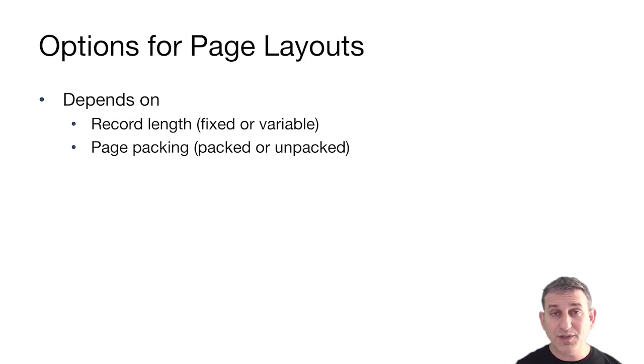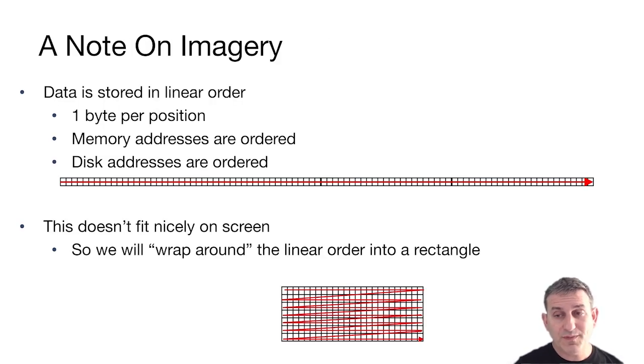So the options for the page layouts are going to depend on the record length, whether it's fixed or variable. And another option we can decide is whether the page is going to be packed or unpacked in terms of its free space. Now in the subsequent imagery, we're going to try to show pictures of pages, but pages are nothing more than a linear array of bytes on the disk, right? Data stored on disk in linear order, one byte per position on the disk. Memory addresses are the same, right?